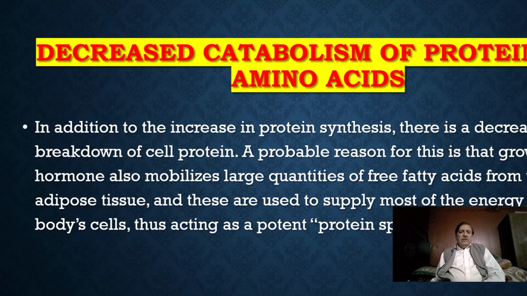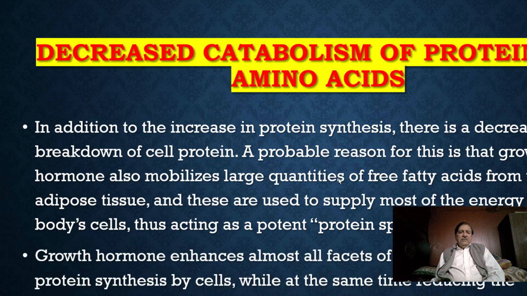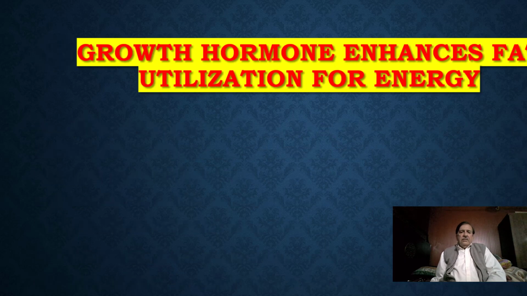In addition to the increase in protein synthesis, there is a decrease in the breakdown of cell protein. A probable reason for this is that growth hormone also mobilizes large quantity of free fatty acid from the adipose tissue, and these are used to supply most of the energy for the body cells, thus acting as a potent protein sparer. Growth hormone enhances almost all facets of amino acid uptake and protein synthesis by cells, while at the same time reducing breakdown of protein.